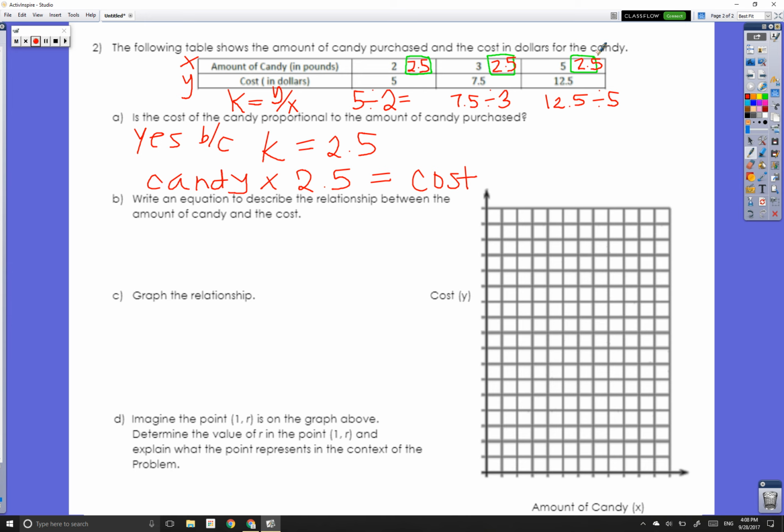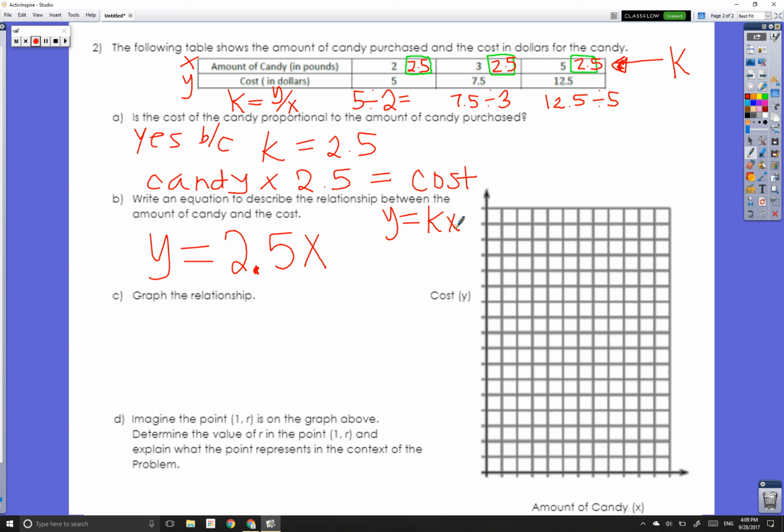Writing an equation, we figured out, is really easy once you know the constant of proportionality. That is this number here. It's our unit rate, so that's our k. We just write 2.5, which is our k, multiplied by x. And remember, your equations always have to be in the form y is equal to k times x.